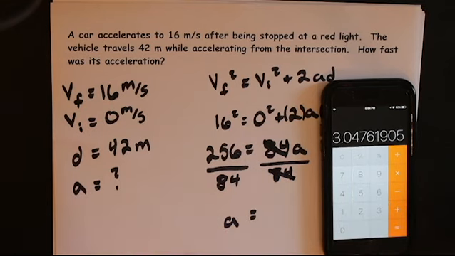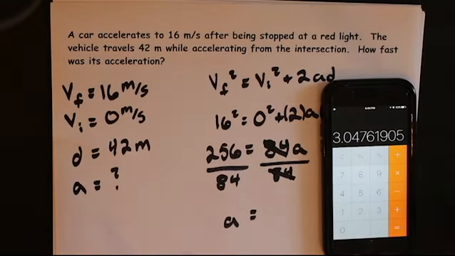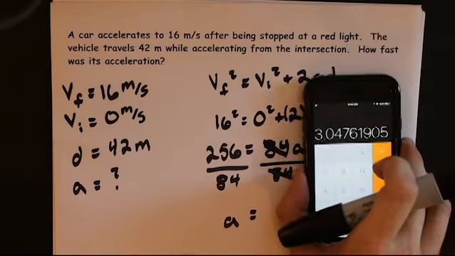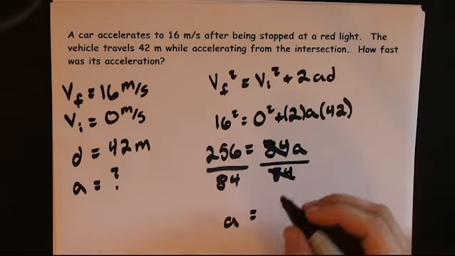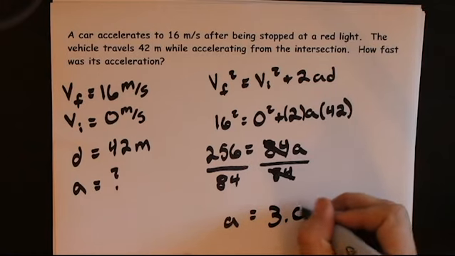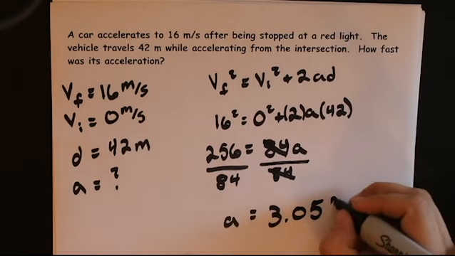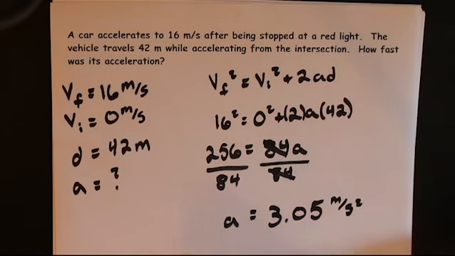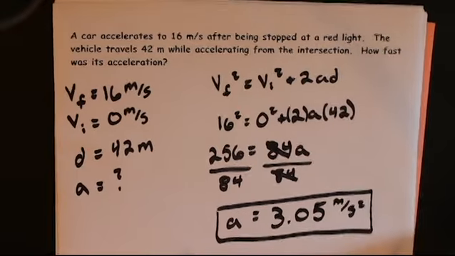We could do the correct number of sig figs, but just to keep life nice and simple, my general rule of thumb is 2 numbers after the decimal point. That's what I'm trying to say. So 3.05. And got to always remember our units. For acceleration, our units are always meters per second squared. All right. There's our answer.